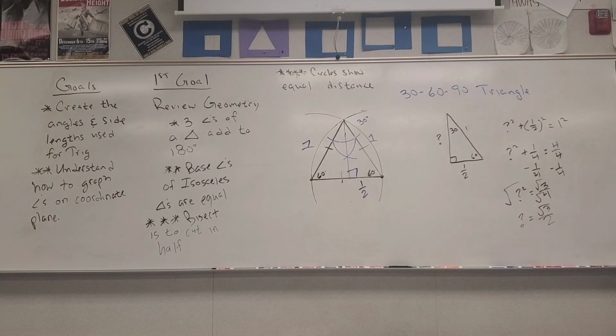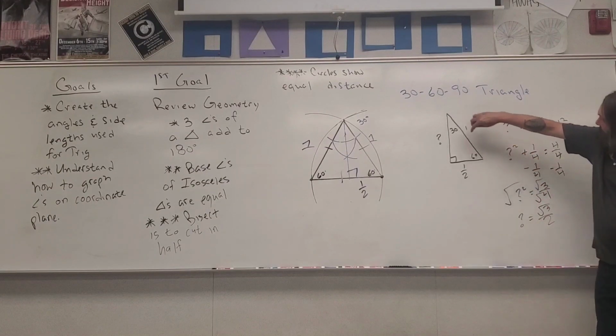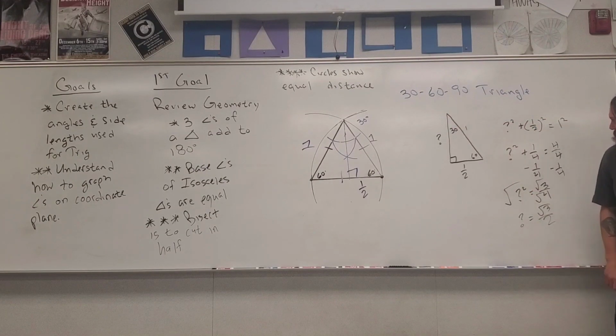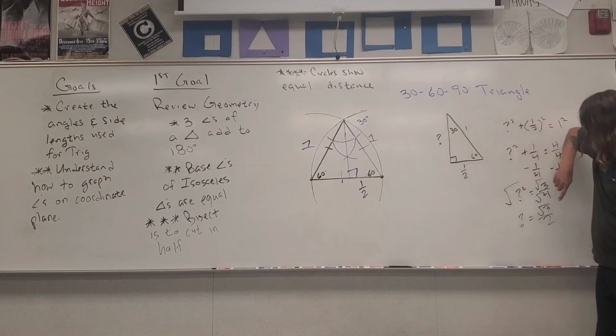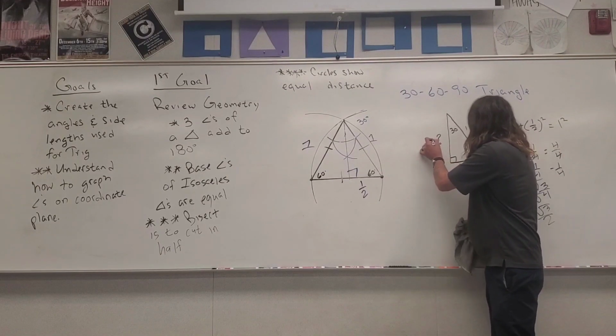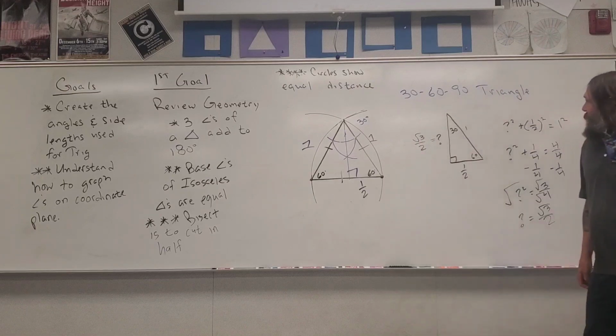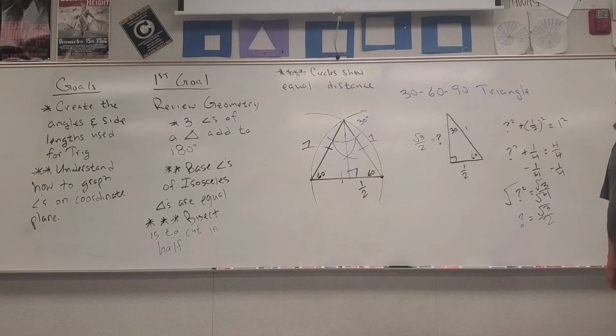I'm not including plus minus, all right? And I'm not including it because I'm not looking for numbers that make this true. I'm looking for length, and I can't talk about a negative length. So we've determined that this unknown side is square root of 3 over 2, and this is one of the triangles that we're going to be working with, the 30, 60, 90 triangle.